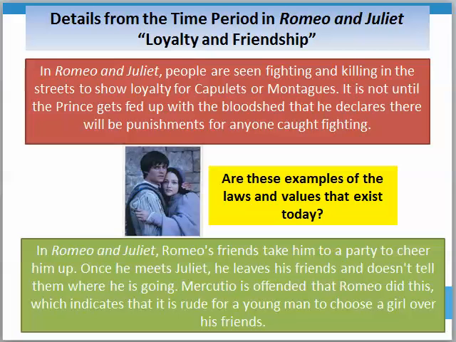Once he meets Juliet, he leaves his friends and doesn't tell them where he's going. Mercutio is offended that Romeo did this, which indicates that it is rude for a young man to choose a girl over his friends. So, looking at both of these, are these examples of the laws and values that exist today? Do we have anything in common with these?